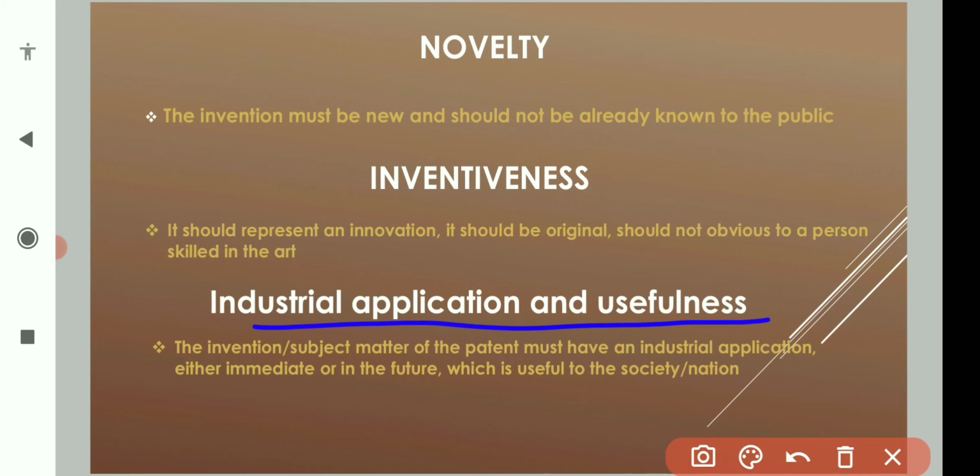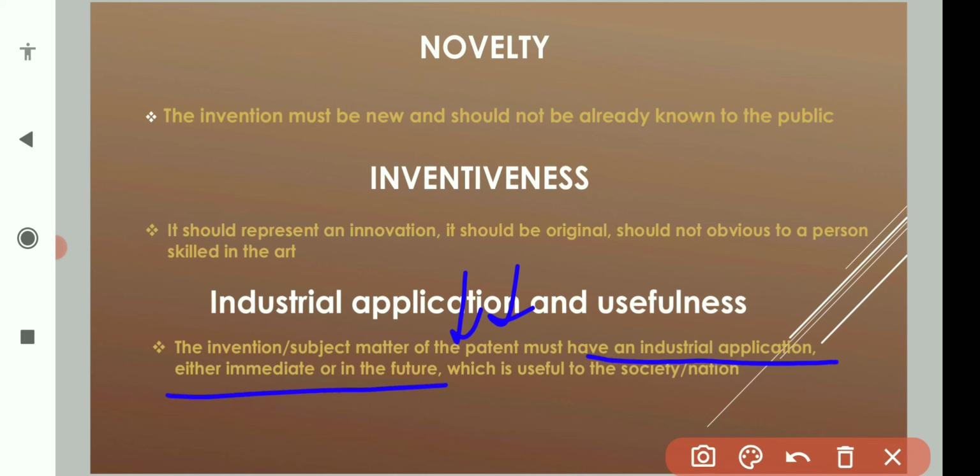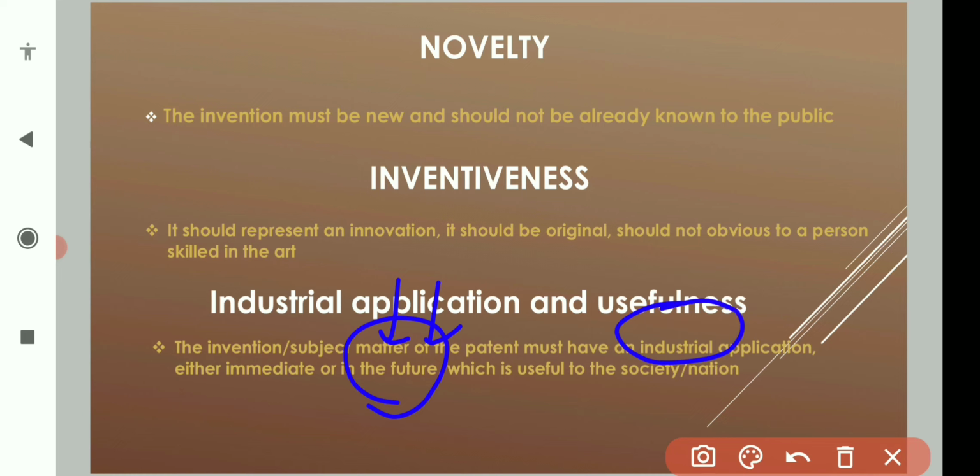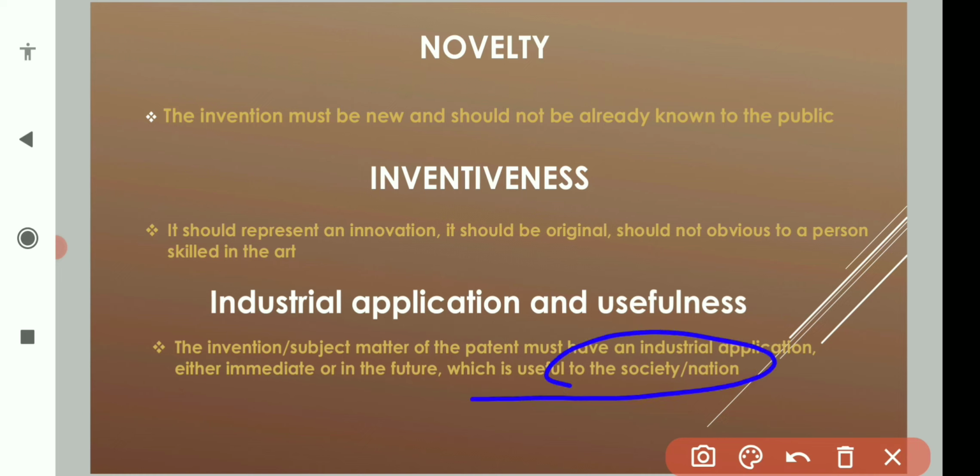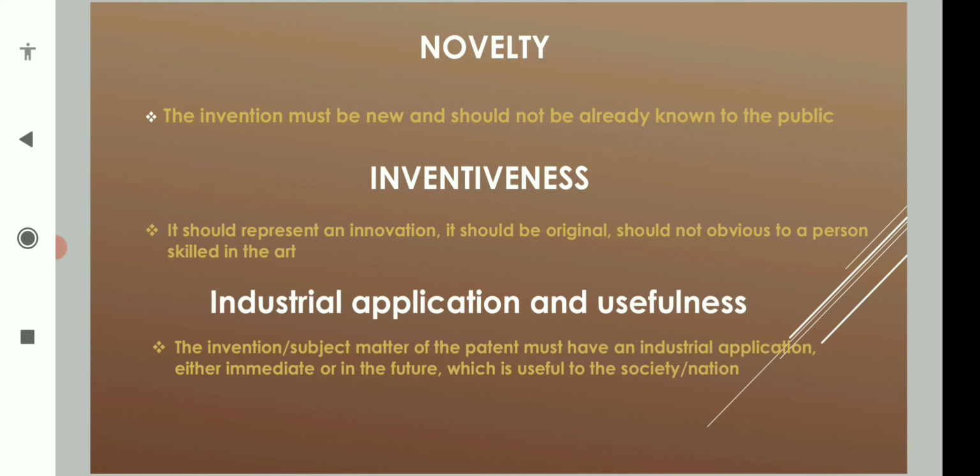Industrial application and usefulness. The invention for which you are seeking a patent must have an industrial application, either immediate or in the future. It should have an industrial application immediately, or in future it will be useful for the industry, which is useful to the society or nation also. So these are three requirements.